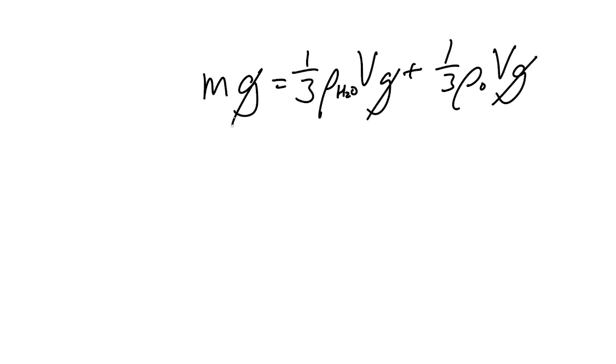We can cross out all these g's, and we can factor this out. So this is 1/3 times V times the density of our water plus the density of our oil, right? They actually give us that this is a W, but I'm just going to write this as H2O for now.